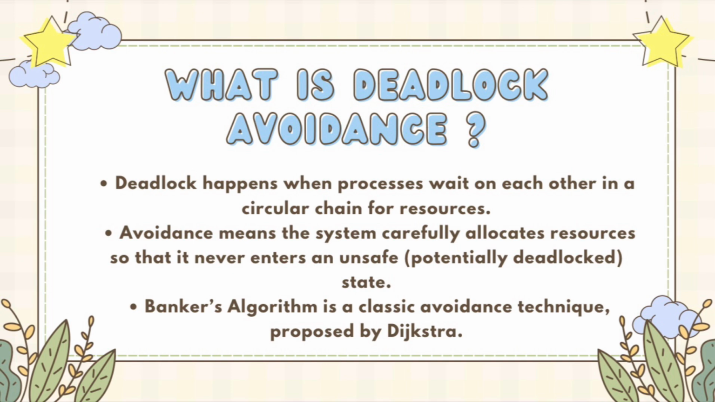What we are going to see is that deadlock happens in a circular chain of resources. Avoidance means carefully allocating the resources so that the system never enters an unsafe state. It means we can make the process wait or delete it, so we can avoid the unsafe situation. For example, we can use Google Pay for transferring money.